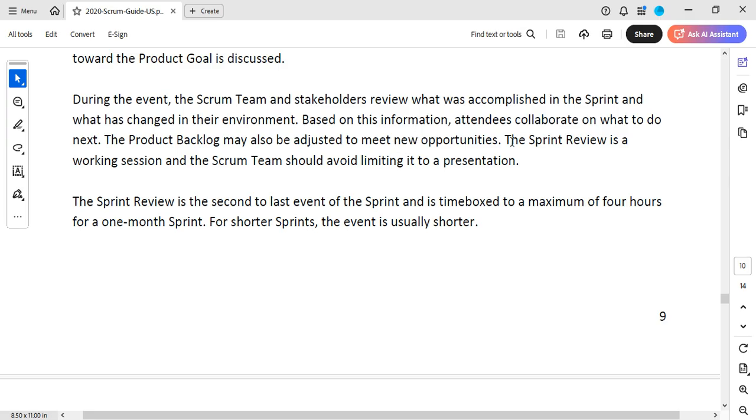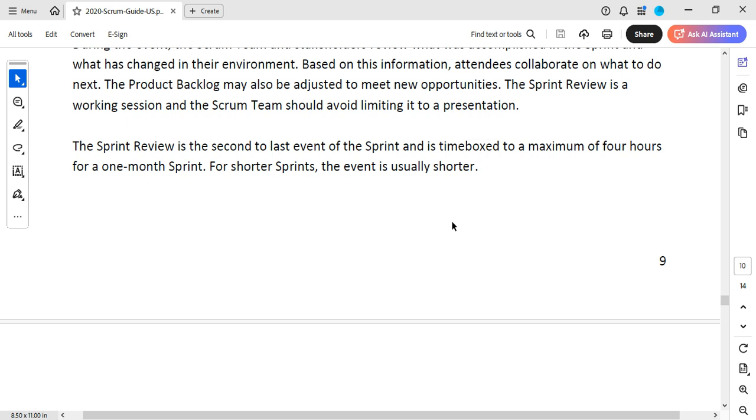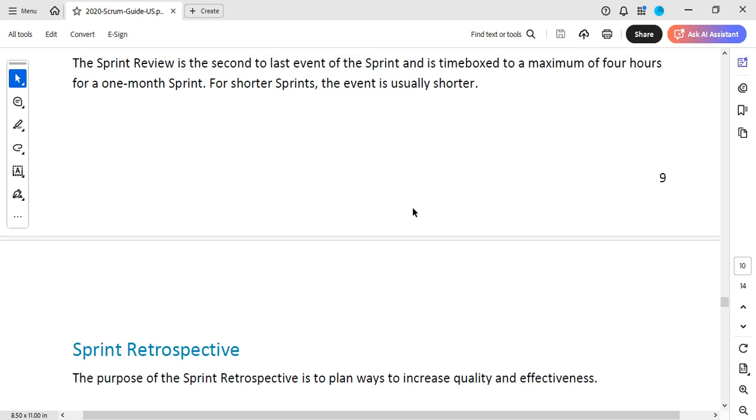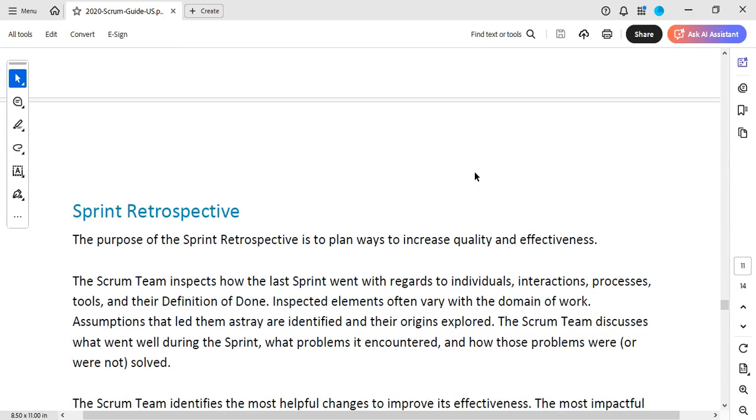Based on this information, attendees collaborate on what to do next. The product backlog may also be adjusted to meet new opportunities. Just like I mentioned, the sprint review is a working session, and the Scrum team should avoid limiting it to a presentation. It's not a presentation, it's a collaborative meeting. Okay, the sprint review is the second to the last event of the sprint and is time boxed to a maximum of 4 hours for a 1 month sprint. So that means if it's a 2 week sprint, it should be 2 hours. For shorter sprints, the event is usually shorter.